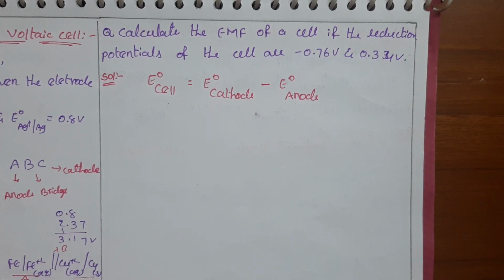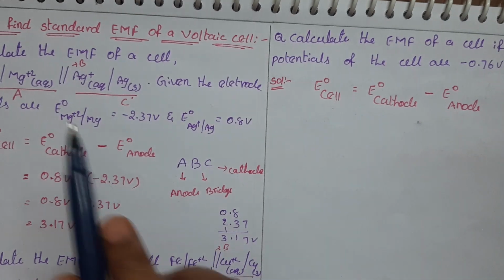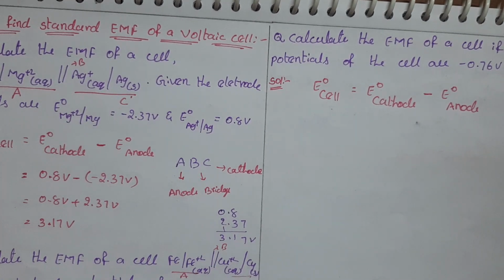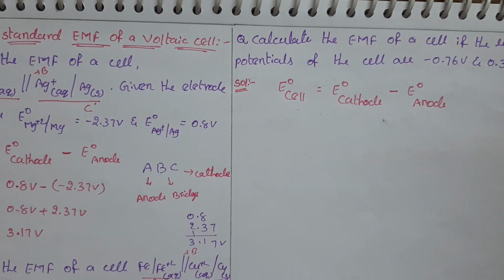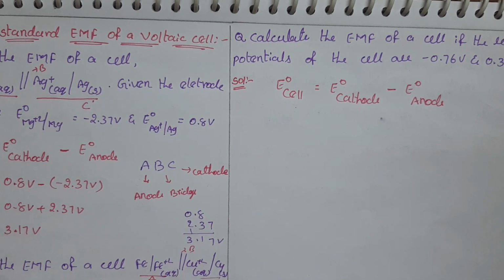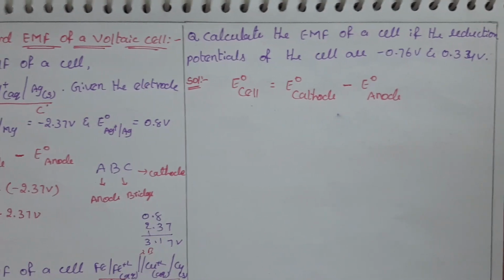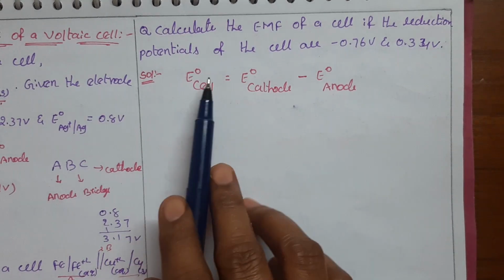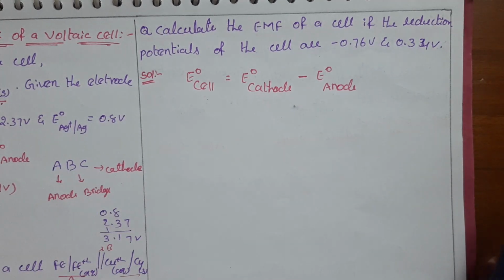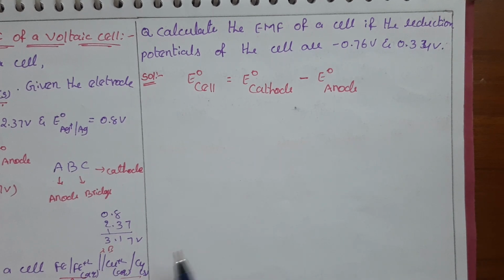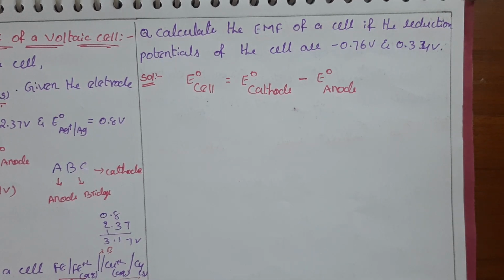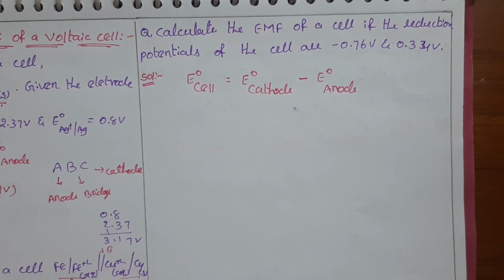So observe this question. In the previous two questions, they gave the cell representation. From that cell representation, we can easily identify what is an anode and what is a cathode, and we substitute those values in the formula and we get the answer. But see this question. In this question, there is no cell representation. Even though, we have to identify what is a cathode and what is an anode to find the E naught of a cell. So for this one also I am going to give the trick.